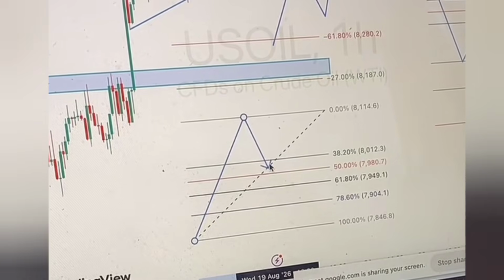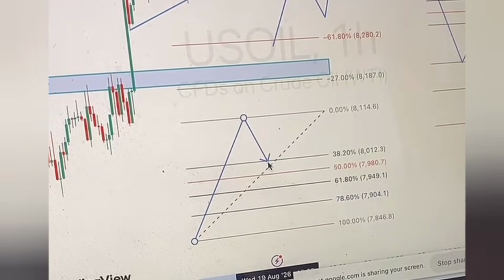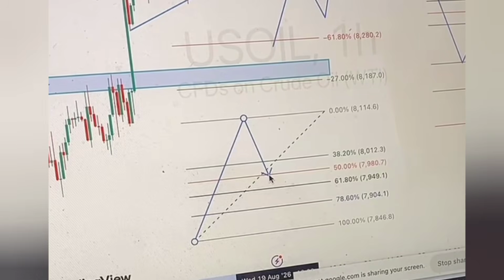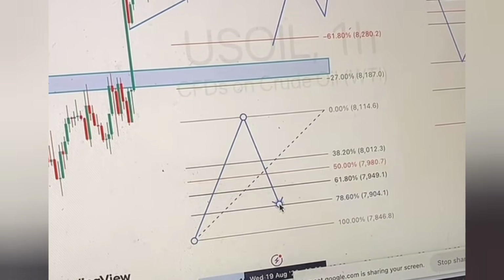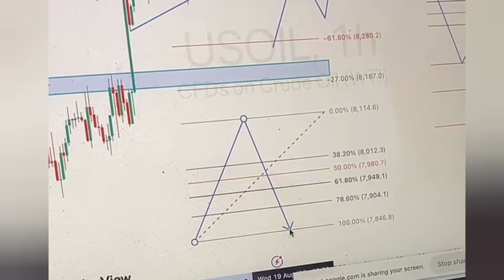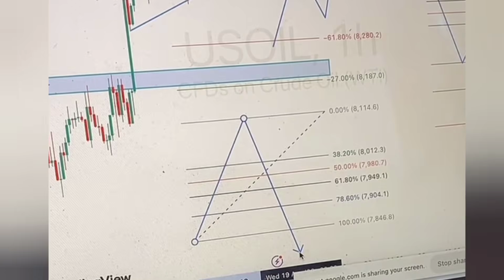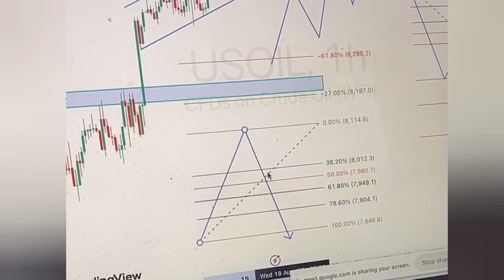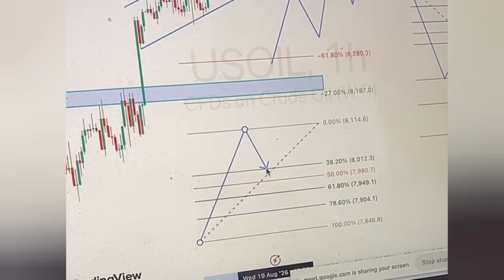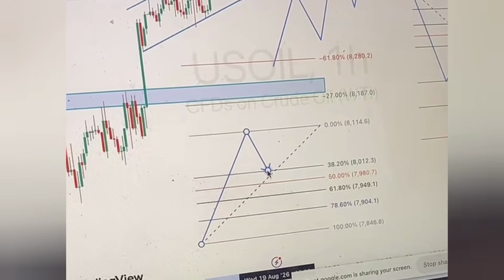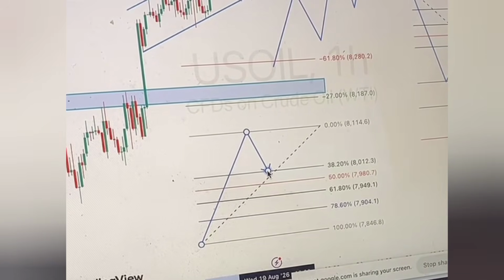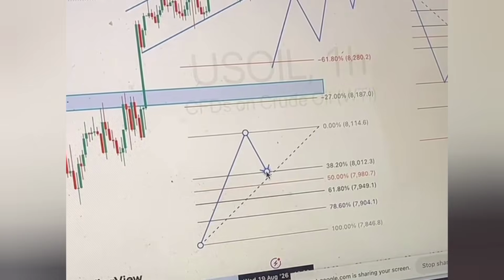So if you get to 38 and it could not buy from 38, it can drop to 50. If it does not buy from 50, it can drop to 61. If it does not buy from 61, it can come to 78. If it does not buy from 78, it can come to where? 100. If it does not buy from 100 and it breaks, that means it's not going to buy at all. It's going to continue selling. Okay, so within these 38, 50, 61, 78, the market can reverse. Market price can reverse from those levels.